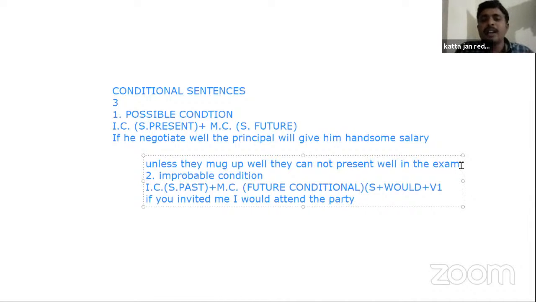If you invited me, I would attend the party, right? See, in the if clause, the subject uses simple past, "invited", and the object is "me". In the main clause, the future conditional is subject plus would plus V1: I would attend the party. It means you did not invite me and I did not attend the party. That is the meaning we get from this sentence, from this improbable condition, right?